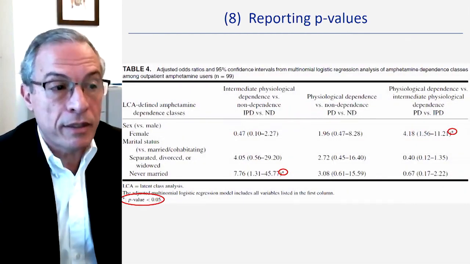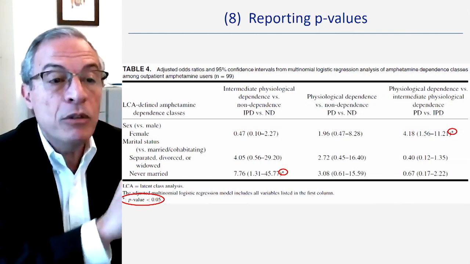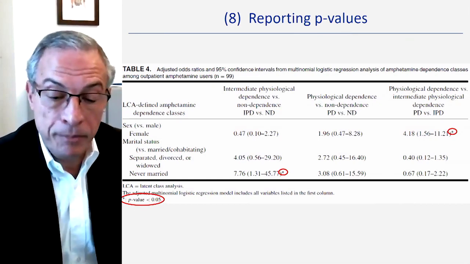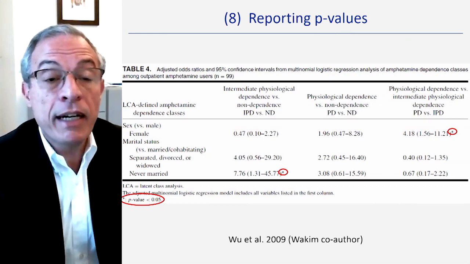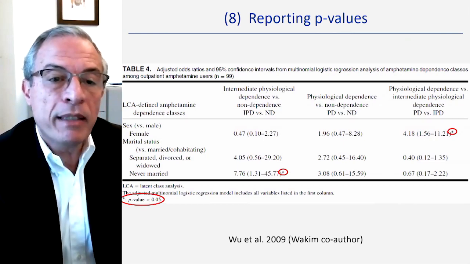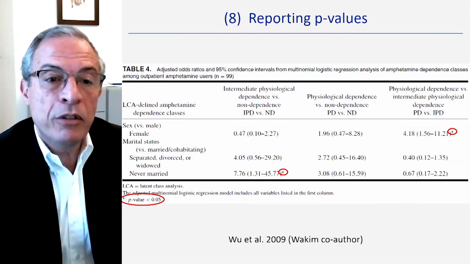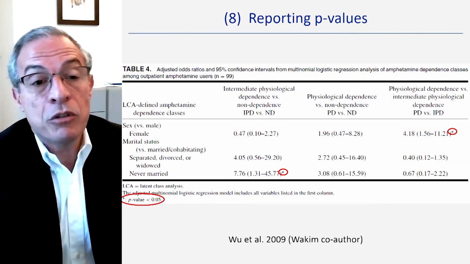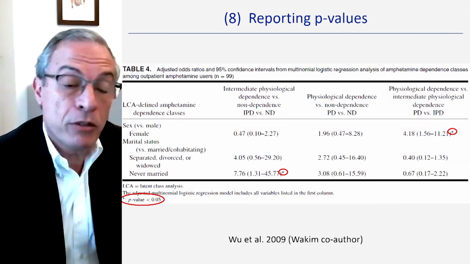But don't do this. Don't put a star and p-value less than 0.05. Don't do this. Now here's the irony. I was a co-author on this 2009 paper. And even back then, now it's a lot clearer, but even back then, I didn't like it. I talked to the first author, and basically she said that this is the way the journal wants it, and this is the convention we have to follow. And so that's what we did.